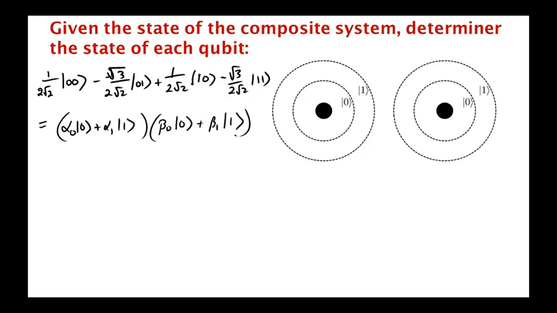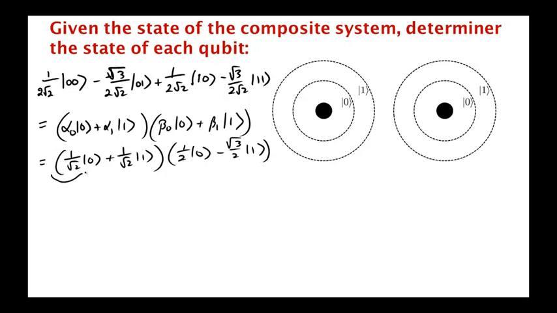And this factorization may not be unique, but we don't care about the overall phases. And so, for example, in this previous case, what we could do is we could factorize it as 1 over square root 2 |0> plus 1 over square root 2 |1> times 1 over 2 |0> minus square root 3 over 2 |1>. And we could say that's the state of the first system.